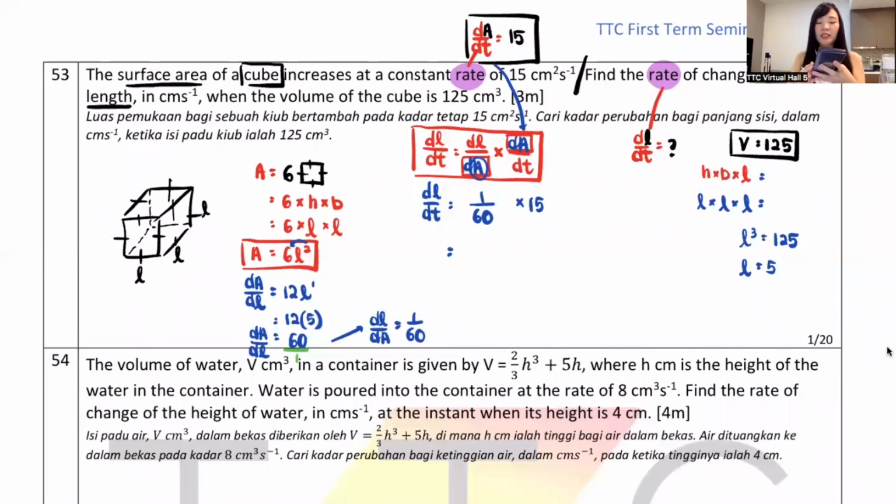So 1 over 60, if I times 15, are you guys getting the answer? 1 over 4. Got it. Remember, they write cm, you write cm, and then per second. Don't write cm squared because L stands for length. Length is just cm.